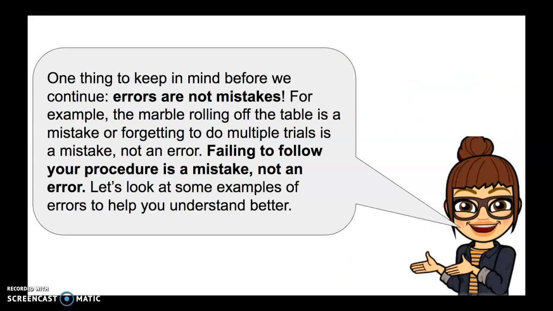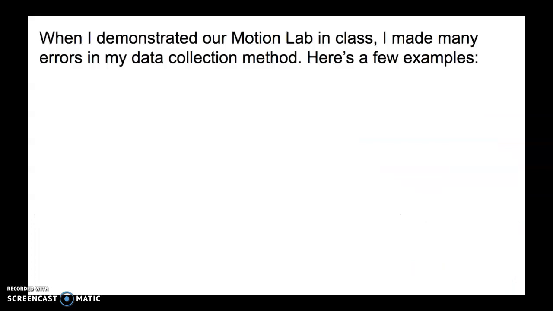So one thing to keep in mind before we continue, when we're talking about an error in a science experiment, it's not technically a mistake. I know I said mistakes on the last slide, but an error is different than a mistake. So for example, the marble rolling off of the table is a mistake, or forgetting to do multiple trials is a mistake. It's not an error. Failing to follow your procedure is a mistake, not an error. So let's look at some examples of errors to help you understand them a little bit better.